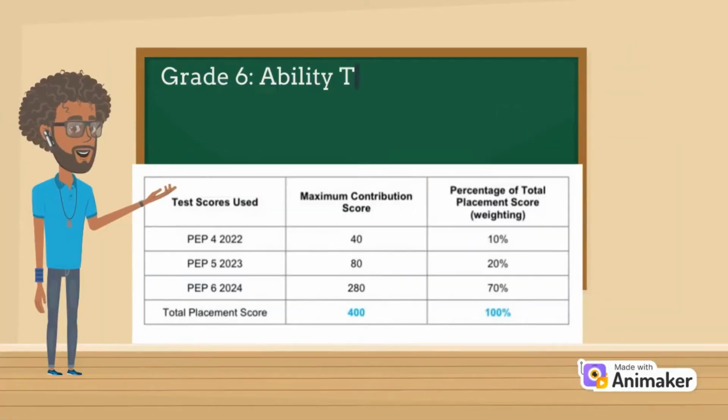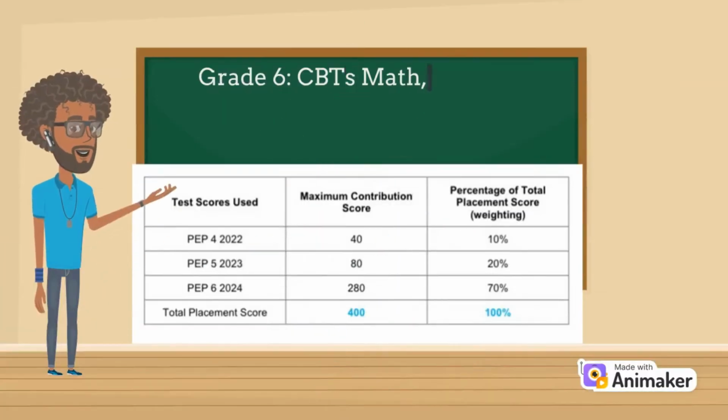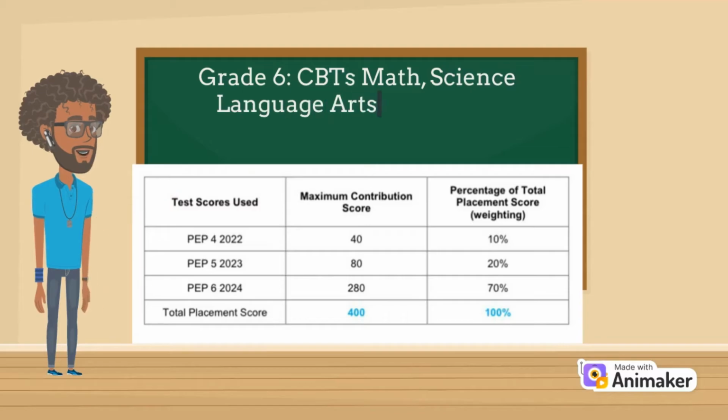Grade 6 is where you have the bulk of everything. You have ability tests, language arts, and math performance tasks. And wait, it's not over yet for grade 6. You also have the CBTs: math, science, language arts, and social studies.